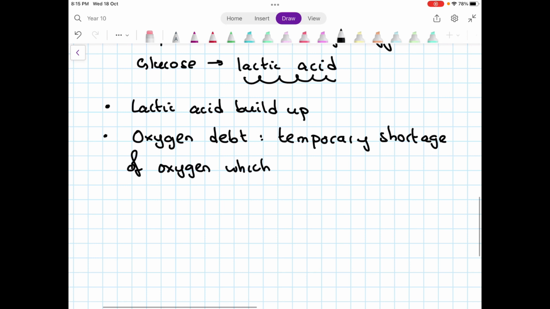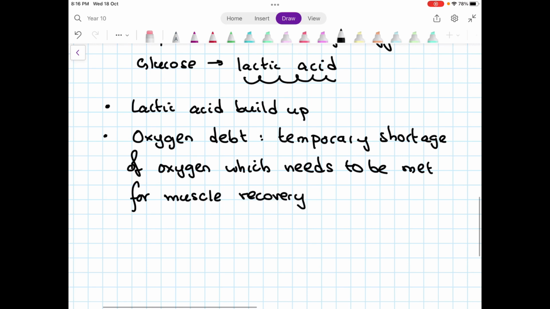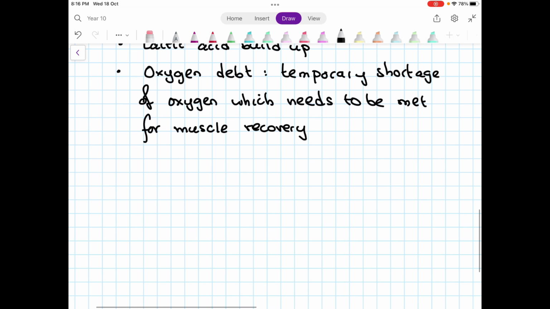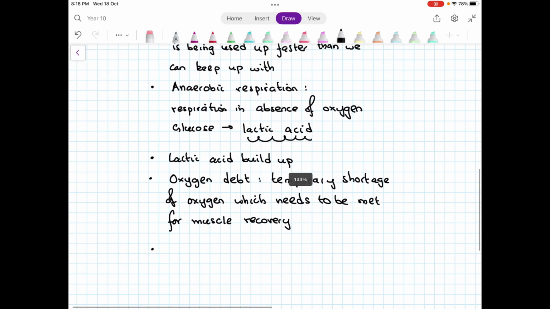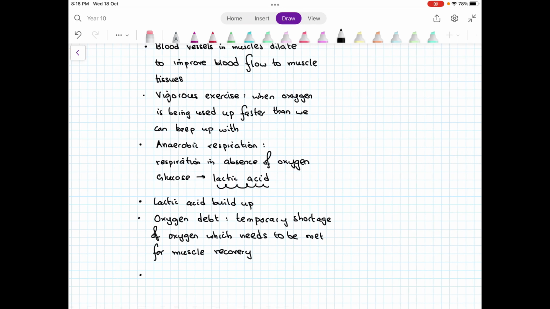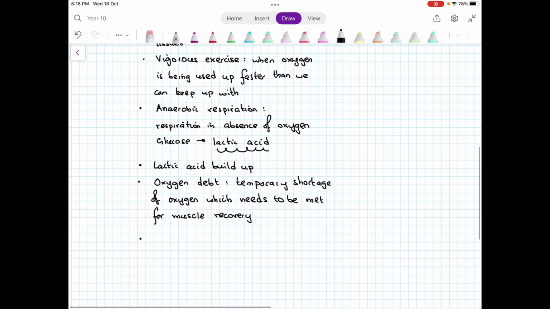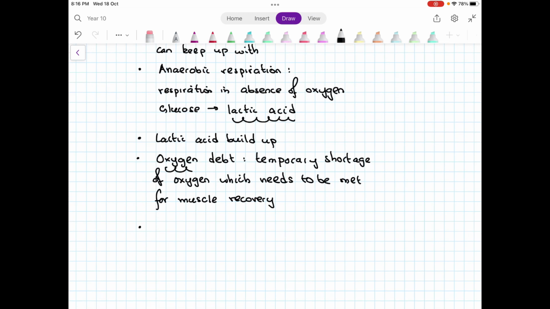which needs to be met for muscle recovery. So that's why even after exercise stops, our heart continues to beat fast and our breathing rate is still very high because we need oxygen in order to make up for the oxygen debt during exercise.